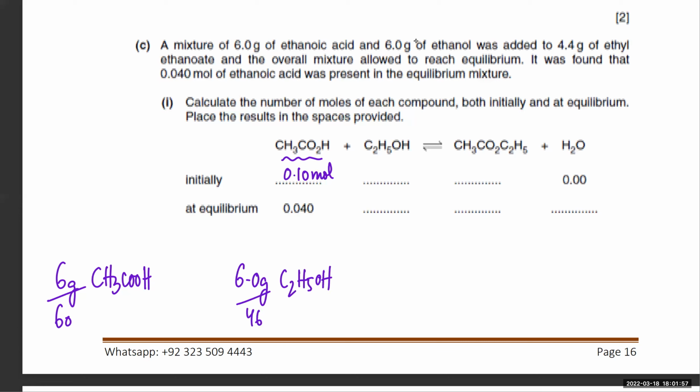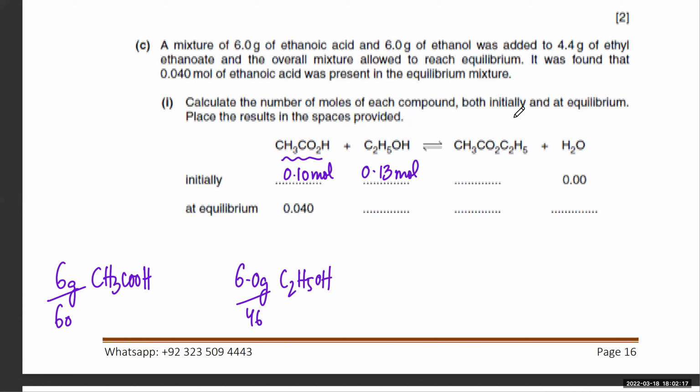So ye mujhe bataiye ki kitne moles aa rahe hain. How many do you get for this? Is it 0.13? 6 divided by 46. What do you get for this? Yes, sir. 0.13. So you're getting 0.13 moles.